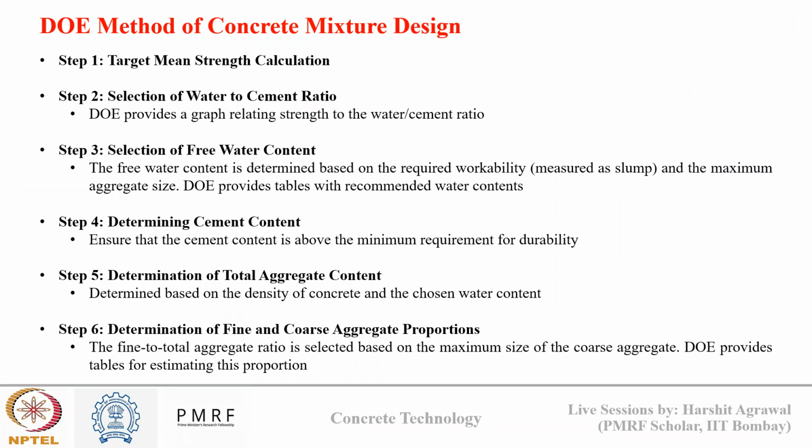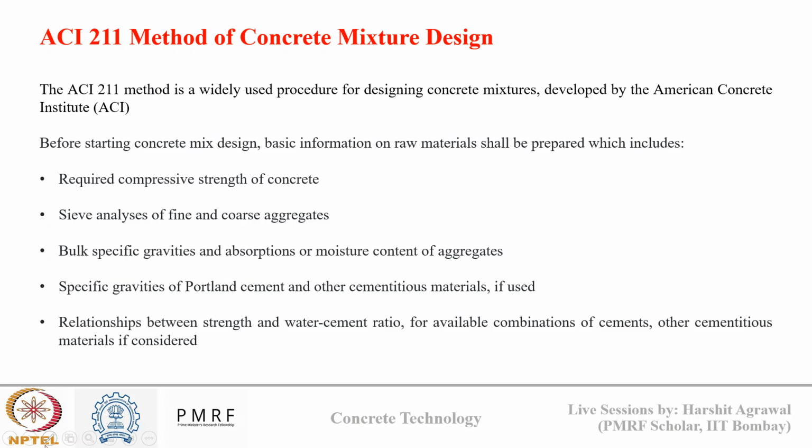Then we talked about mixture design based on the DOE method, which is the commonly practiced British standard method for mixture design. For this also we talked about different steps of mixture design and saw how the derived relationships and tables present in the British standard code are used in each step of mixture design. And again for this method also we solved one design numerical. So moving ahead in week 6 content, now after the Indian standard method and British standard method, we have the ACI method.